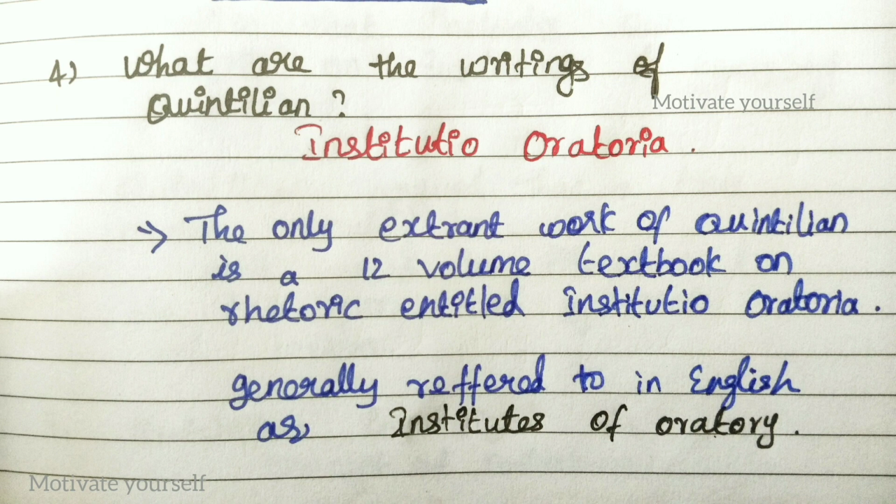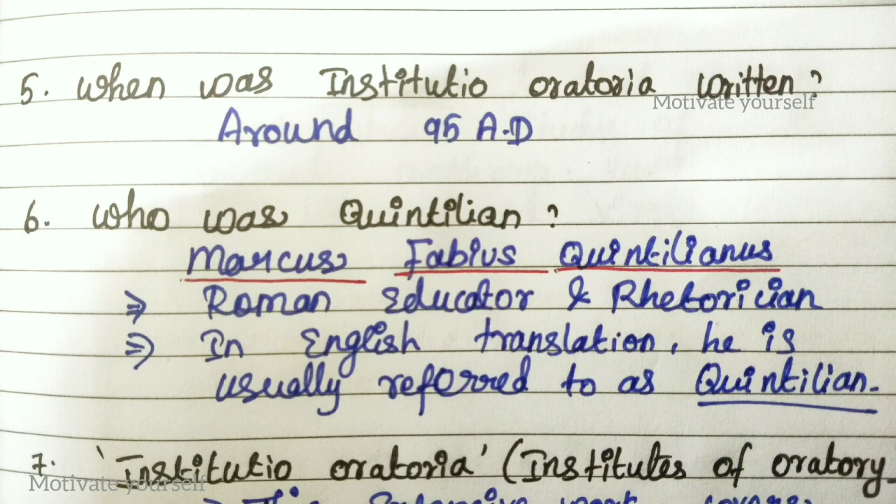Fifth question. When was Institutio Oratoria written? Around 95 AD. Sixth question. Who was Quintilian? Marcus Fabius Quintilianus, Roman educator and rhetorician. In English translation, he is usually referred to as Quintilian.